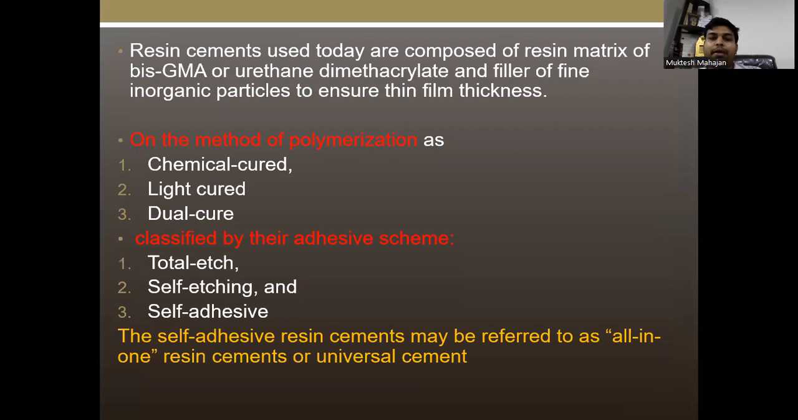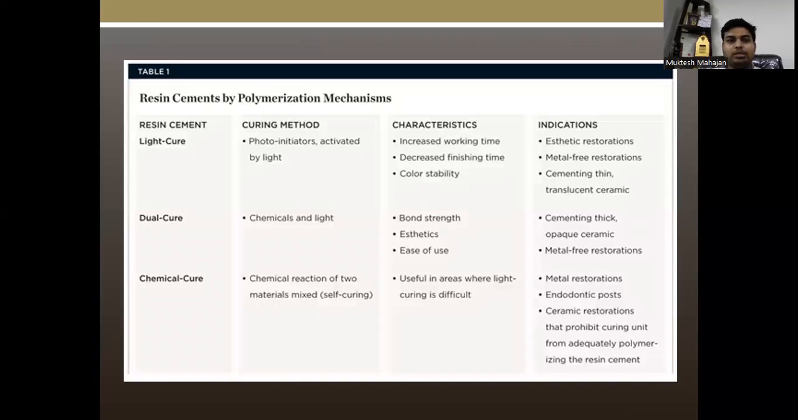On the classification of the resin cements: based on the method of polymerization, they are chemical cured, light cured, and dual cured. Classification by the adhesive scheme: total etch, self etching, and self adhesive. The self-adhesive resin cements may be referred to as all-in-one resin cements or universal cement. Resin cements by polymerization mechanism.